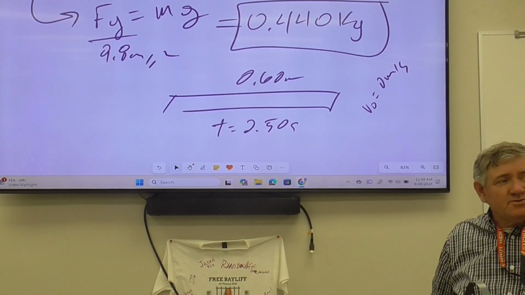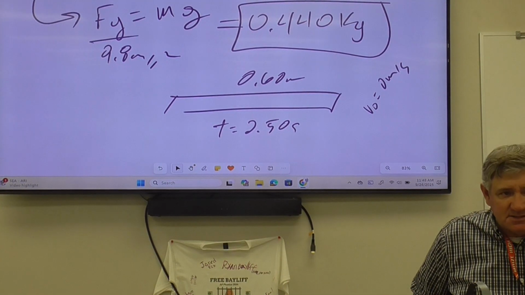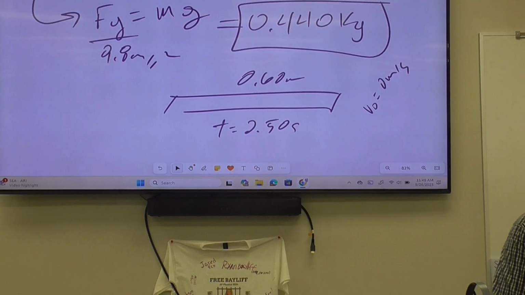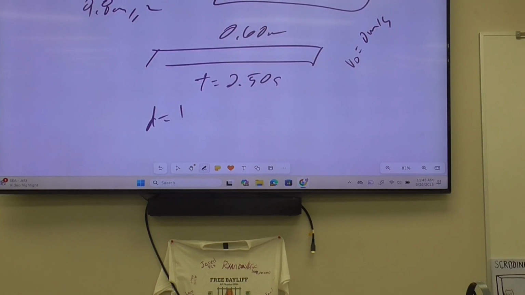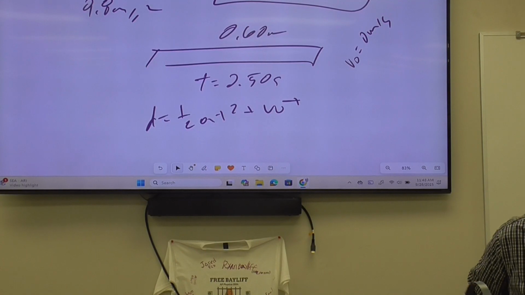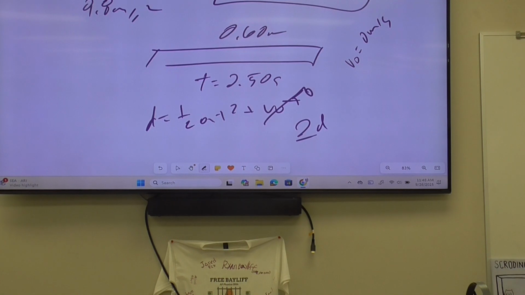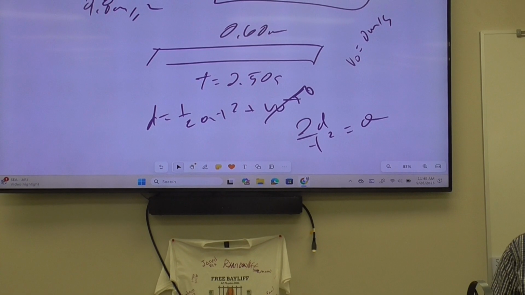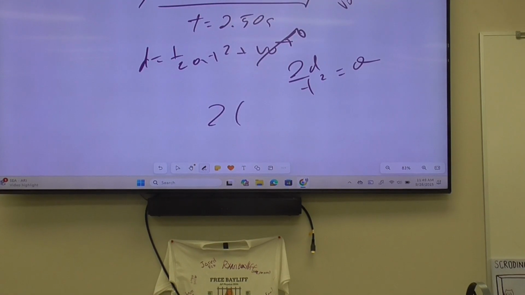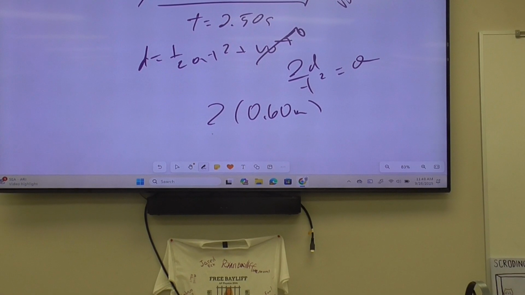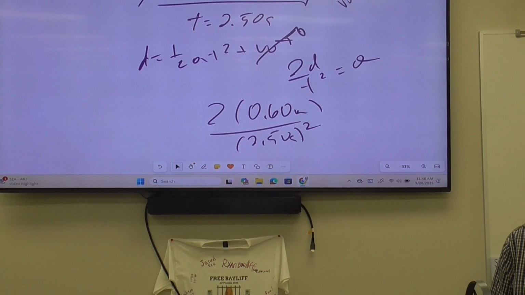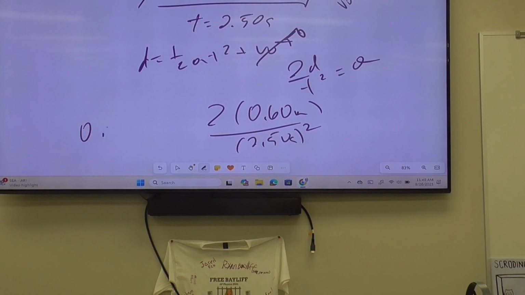So what equation relates distance, acceleration, time, and initial velocity? d = v0 t + 1/2 a t squared. Distance equals 1/2 a t squared plus v0 times time. We're clever. What's our initial velocity? 0. So 2d over t squared gives me my acceleration. Cool. Grand. So somebody take 2 times 0.6 meters and divide that by 2.5 seconds squared. 0.192 meters per second squared.